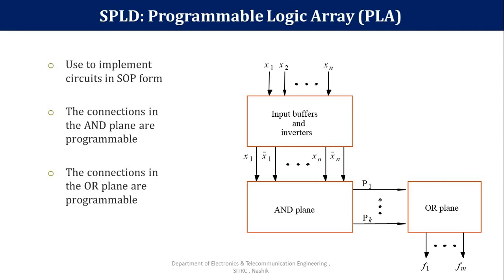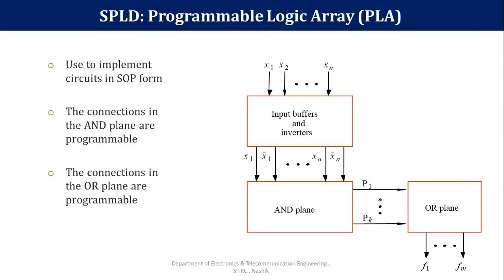Here, inputs from the logic equation, that is Boolean equations, are given to the input buffers and inverters. Hence, the output of the input buffer and inverter block is nothing but the inverted signals. Suppose we are going to provide the x1, x2 up to the xn signals, then outputs are x1, x1 bar, x2, x2 bar, x3, x3 bar up to xn, xn bar.